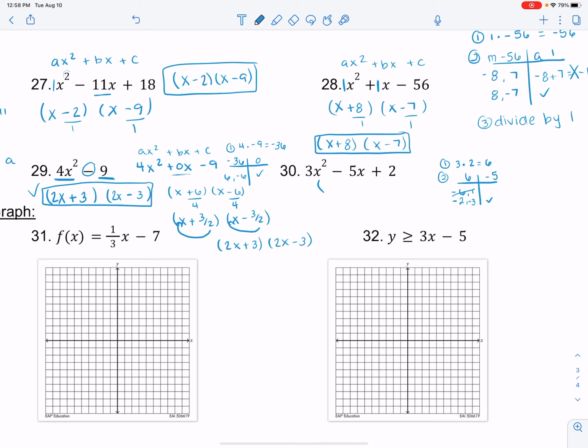So build your two binomials, x minus 2, x minus 3. Last step, divide by a, which is 3. Then simplify and kick back. Well, 2/3 doesn't simplify, so I'm going to kick back. So I have 3x minus 2. 3 over 3 does simplify to negative 1. So those are my factors.